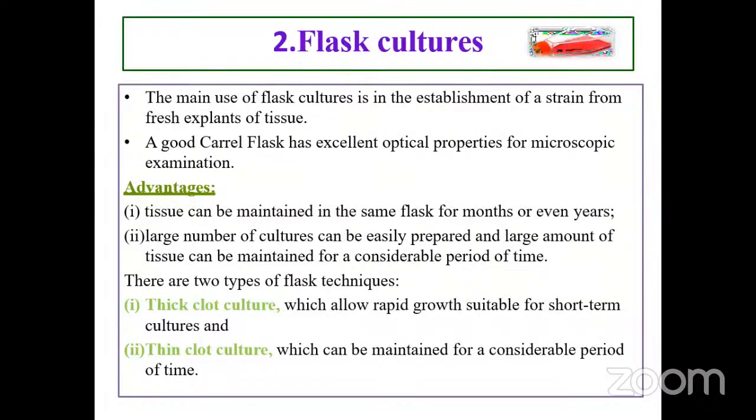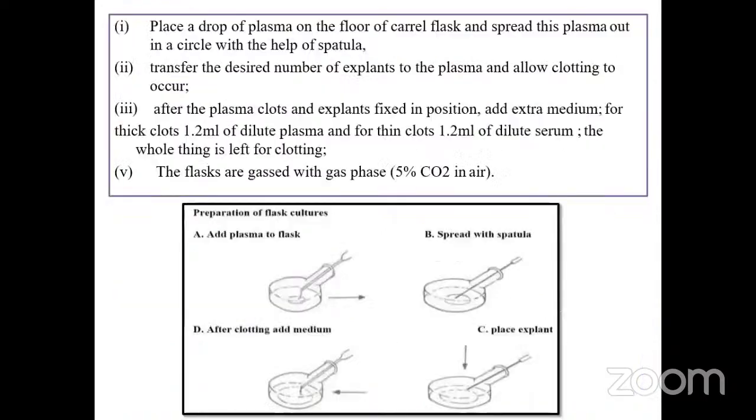Now, whatever we recently use are flask cultures. So these are a good technique for microscopic observation. The advantages are the tissues can be maintained in the same flask for months or years, and a large number of cultures can be done, and a large amount of tissue also can be maintained here. Here you have 2 types of flask techniques: thick clot culture and thin clot culture. Thick clot cultures are suitable for short-term cultures, and thin clot cultures are used for long-term cultures.